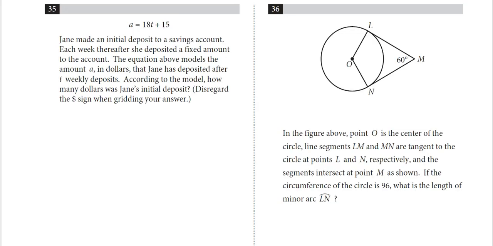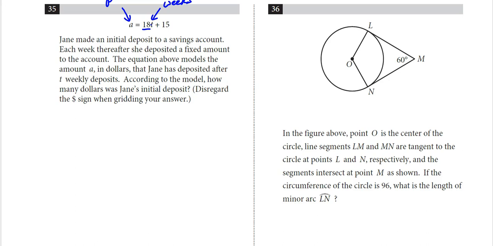35, I got a linear expression up there. I know it's a line because there are no powers. It's just 18t plus 15. Jane made an initial deposit to a savings account, and each week after she deposited a fixed amount of money. The equation shows A, the amount that she has after t weeks. So t is going to be my time or my weeks. Just by how it's multiplied there, it looks like it's 18 times every week, which means we're putting in $18 every week. A is the final amount. This is how much is actually in the account.